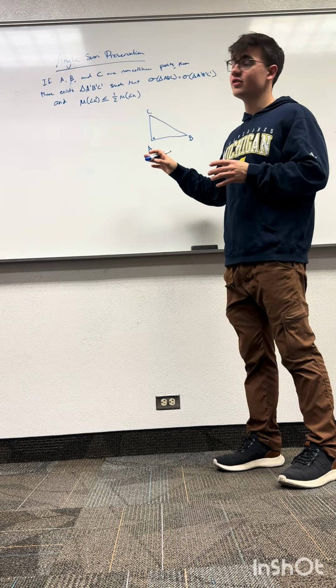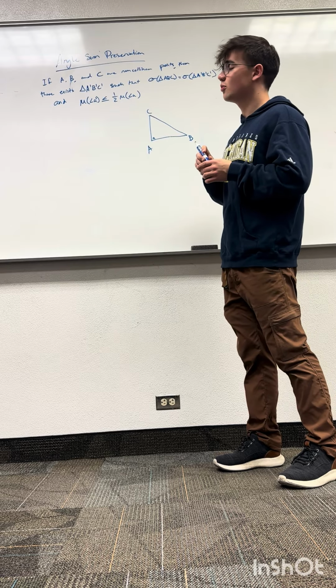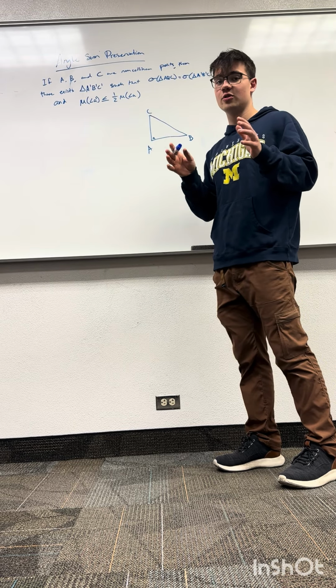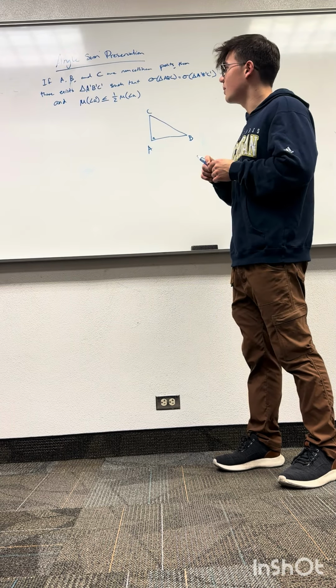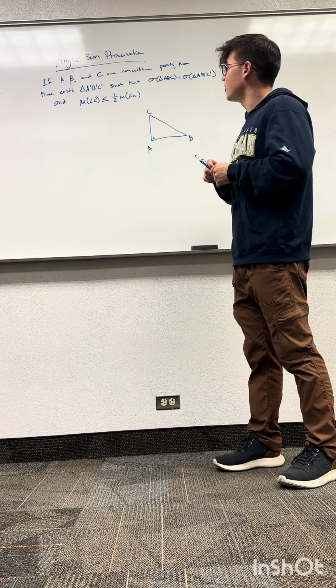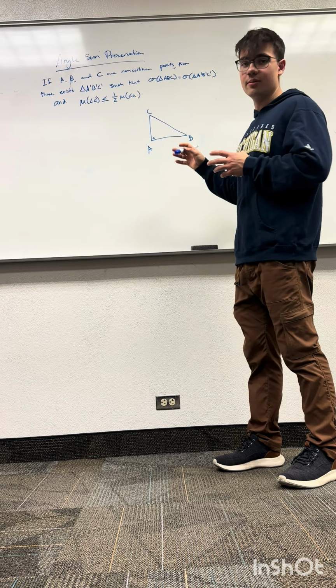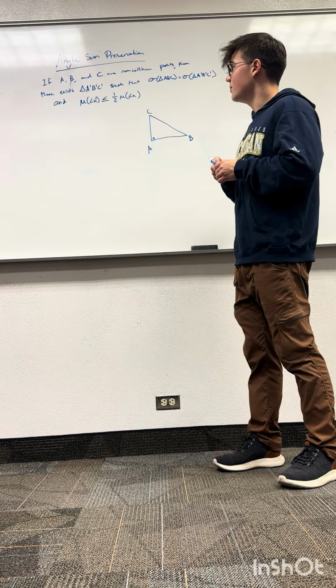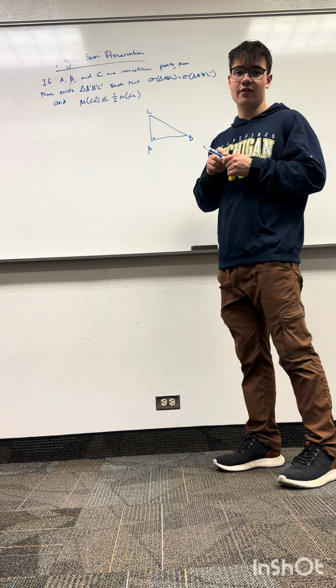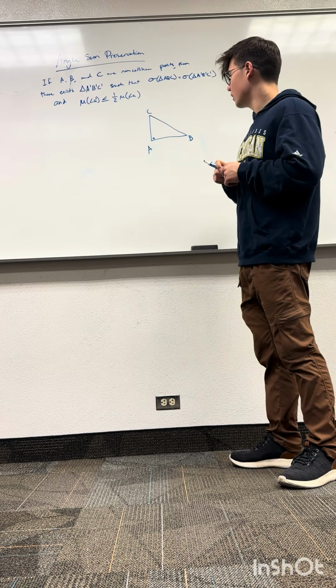So this lemma states if A, B, and C are non-collinear points, and recall that if we have three non-collinear points, we can form a triangle with them, then there exists some triangle A prime, B prime, C prime, such that their angle sums are the same for the two triangles, and that the angle measure of angle A prime is less than or equal to 1/2 of the angle measure of angle A.